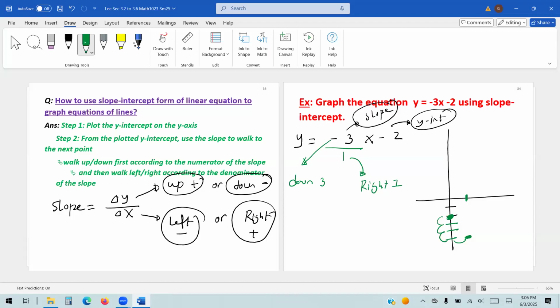Anytime you have a whole number, the denominator one is always positive. So we found 2 points. Now we can just connect them.